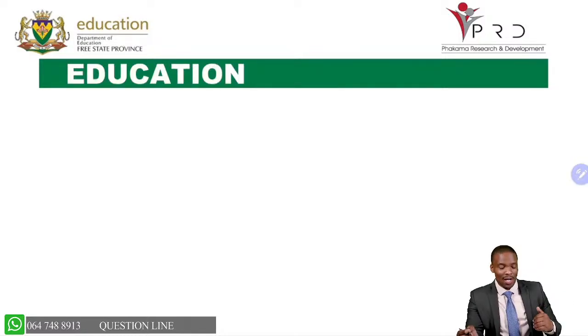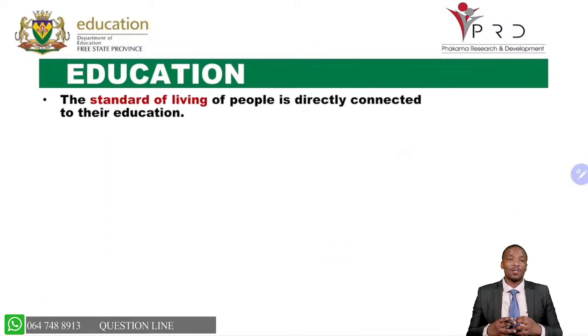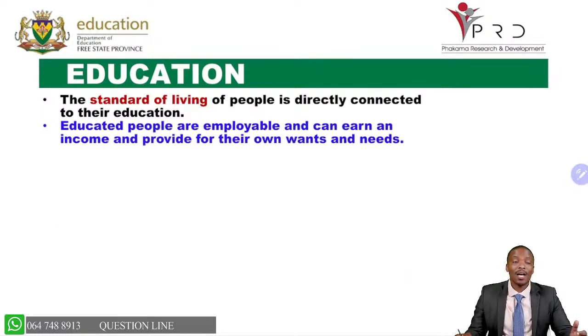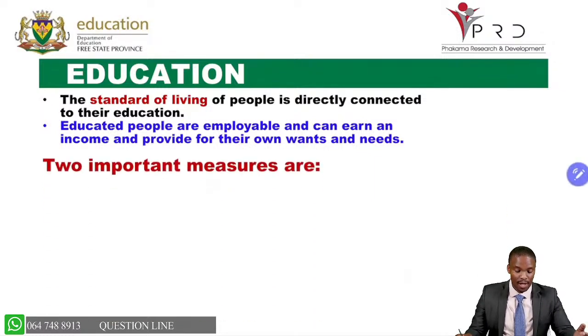Okay. Education, like I mentioned, grade 12s. These indicators are socio-economic issues where some of us experience them and some do not. So it differs from person to person based on experience. But at the end of the day, as indicators, we want equal opportunities or equal access to such. The standard of living is directly connected to education, which is very true here, grade 12s. Educated people are employable and can earn more income, as well as provide for their needs and wants.